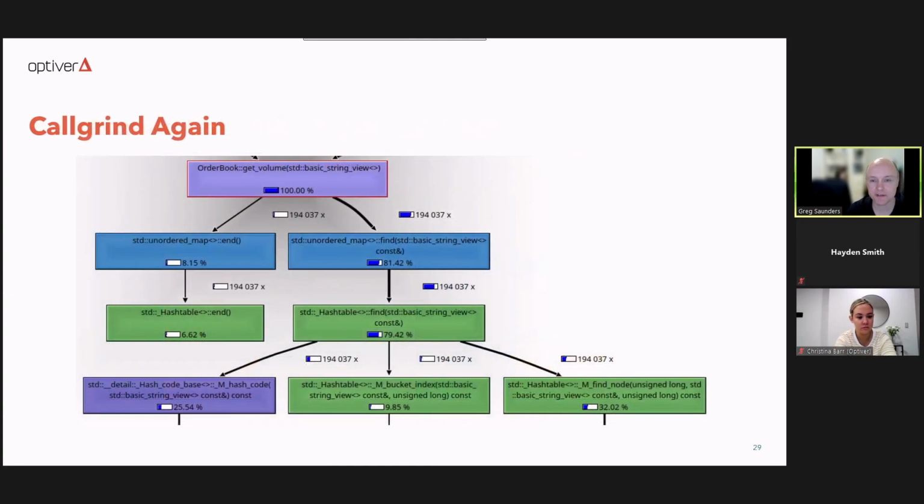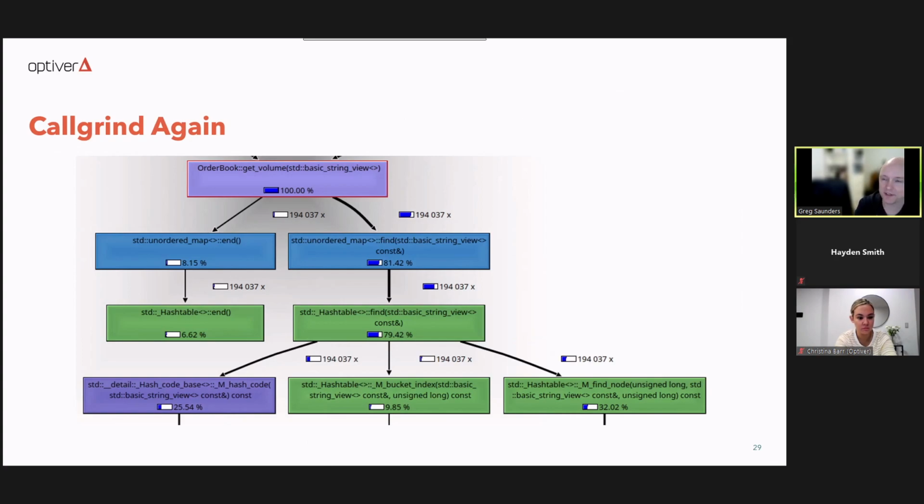So here's the call graph of the get volume method now. And as you can see, it's gotten rid of all that string constructor, string destructor nonsense. So now it's spending roughly 80% of its time searching the unordered map, and around 8% of its time just computing the end iterator for the unordered map.